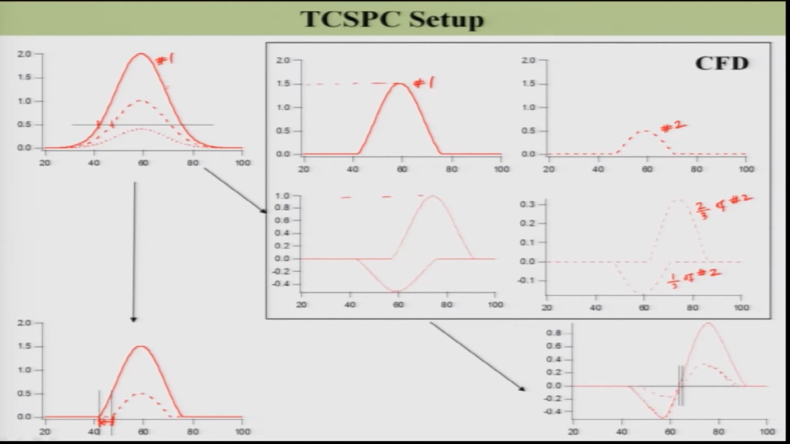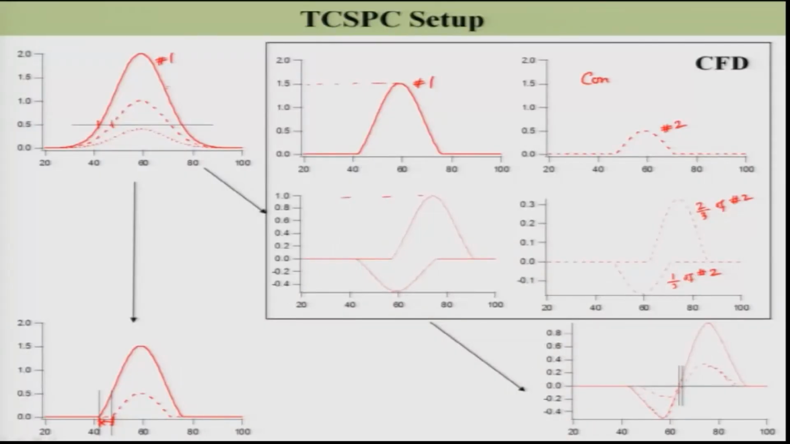So, in this case, by using this kind of CFD, I can reduce the time jitter induced by the amplitude jitter of the detector, and the full form of CFD is constant fraction discriminator.